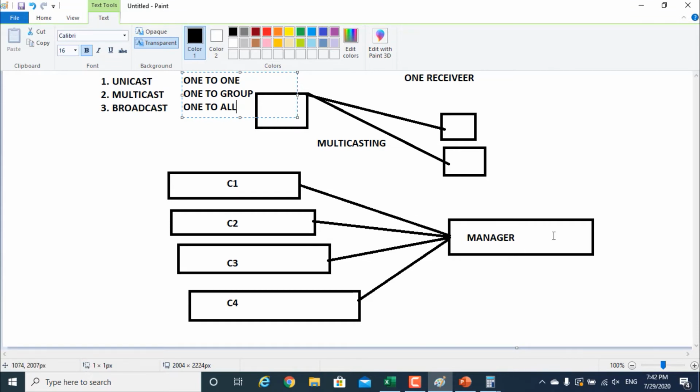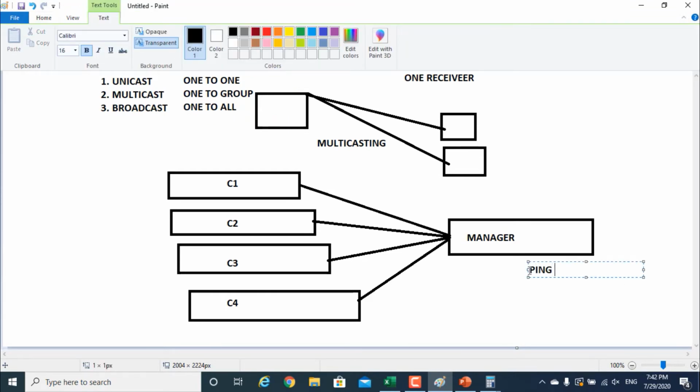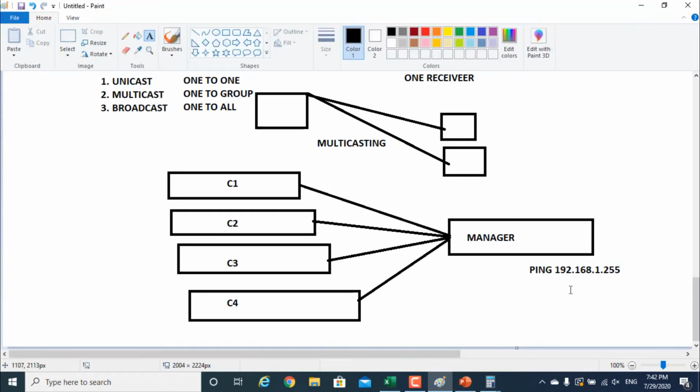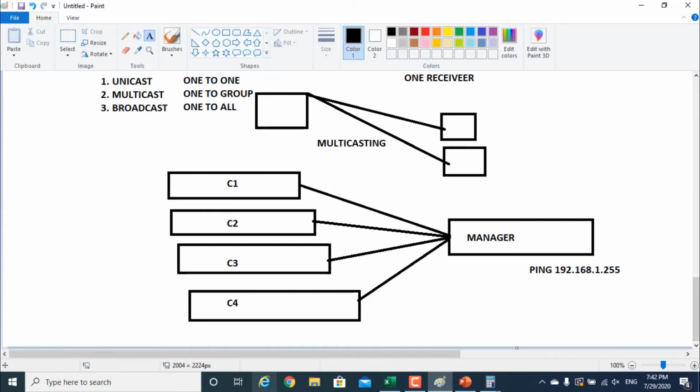But for broadcast, if you want everyone to reply to you, for example, you are a manager, or let's say this is a server, and the server wants to know the state of all the clients, it will just ping the broadcast IP address of that network, for example, 192.168.1.255. I will tell you later how to find the broadcast IP address of a network. Once I ping 192.168.1.255, all the clients in this network are going to respond back to me. So this packet is for everyone. I hope you understand this.